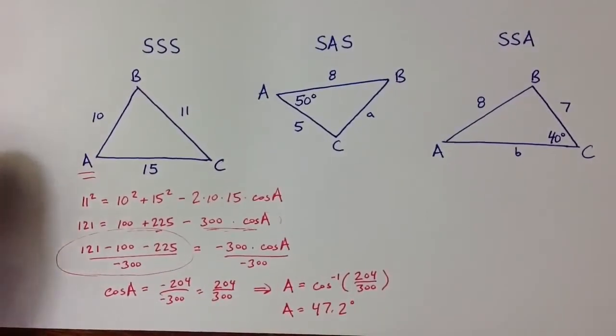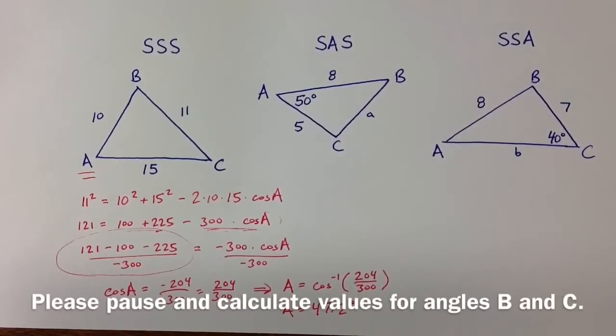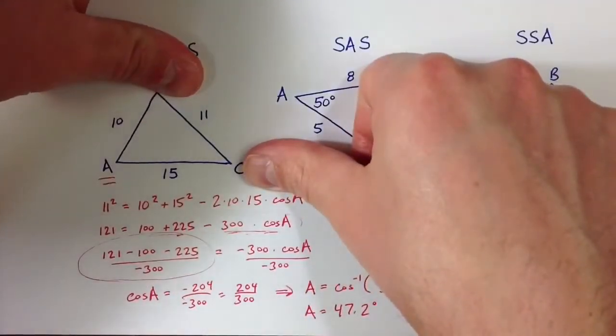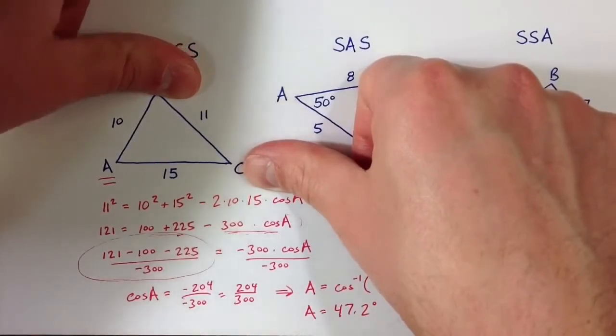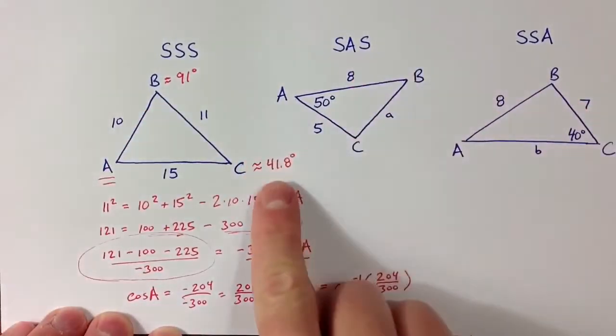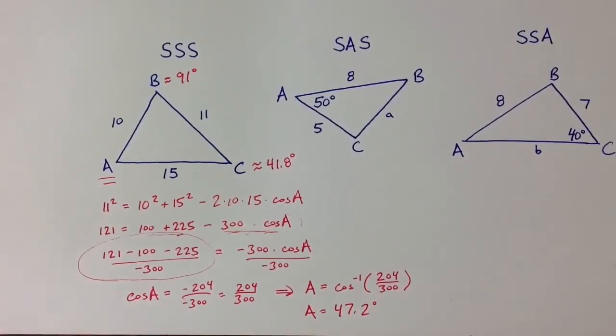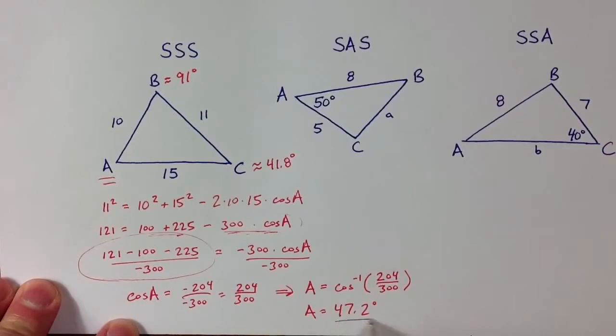In a similar way, I could figure out what angle B and angle C are, and I encourage you to pause the video for a moment and take a few minutes to do that. So I hope you took a few minutes to work on this problem. It turns out that through a similar calculation we can find that angle B is 91 degrees and angle C is 41.8 degrees. And so we've solved the triangle because we know the three side lengths, and now we found the three angle measures.